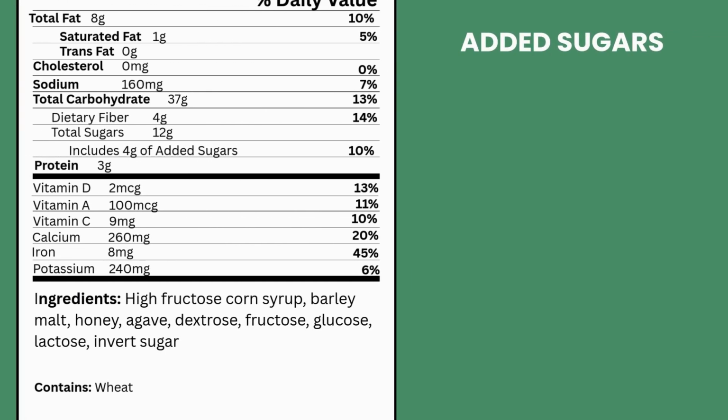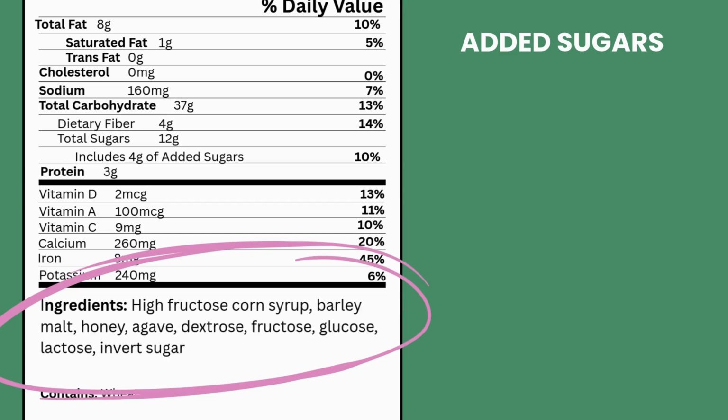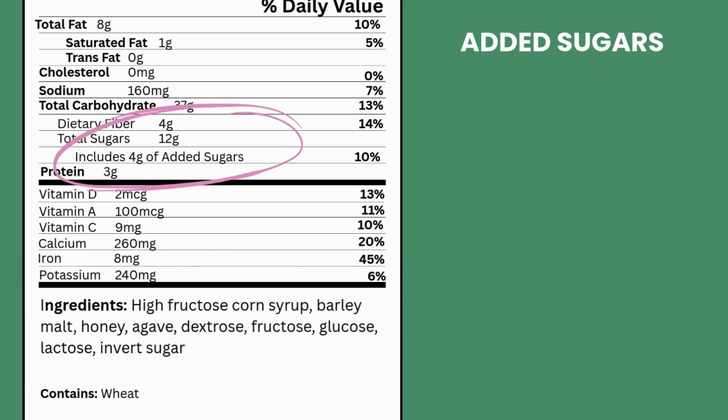Along with understanding the order of ingredients by weight, students should know that certain terms on the ingredients list represent added sugars, which can appear under various names beyond just the term sugar. These include syrups like high fructose corn syrup and barley malt, natural sweeteners like honey and agave, and individual sugar types such as dextrose, fructose, glucose, lactose, and invert sugar. Make sure that you look at the added sugar line of the nutrition label to know if the product contains naturally occurring sugars or how much sugar is added.